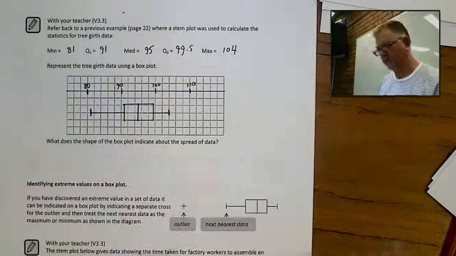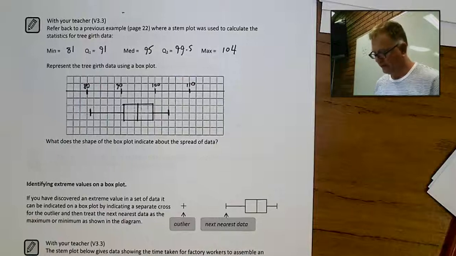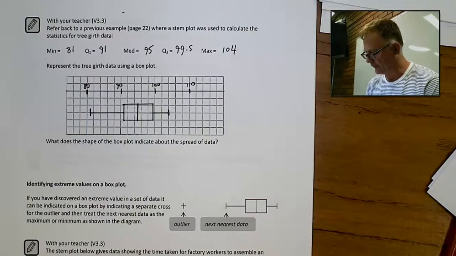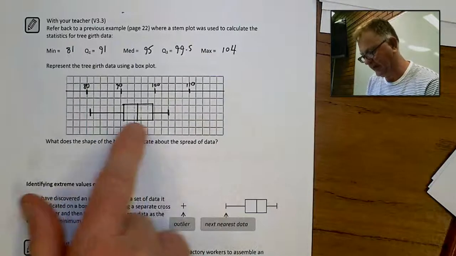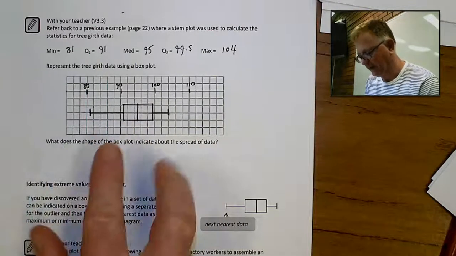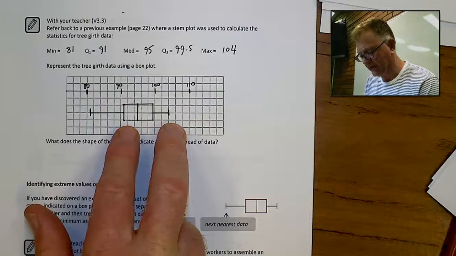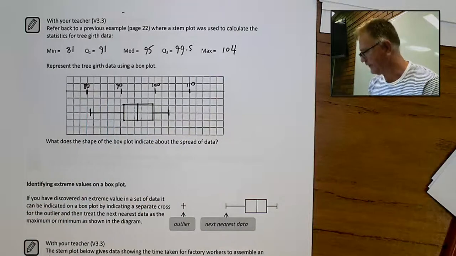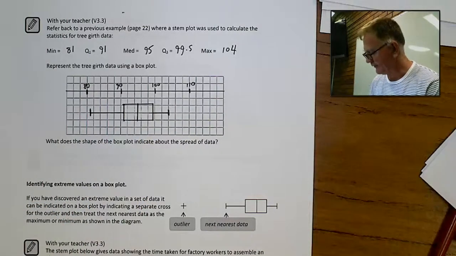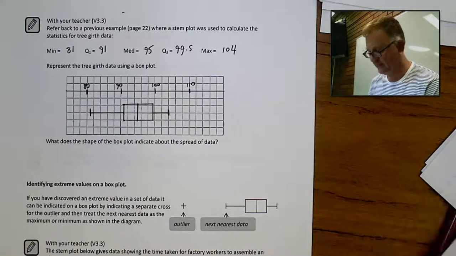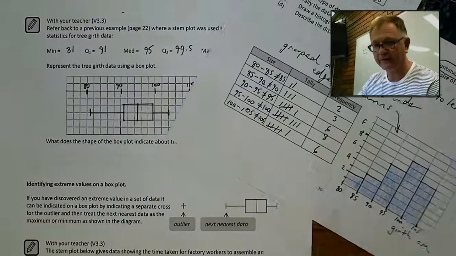That's a box plot. Now, it also says, what does the shape of the box plot indicate about the spread of the data? This data tends to be spread to this side, you can see, and sort of clustered around this side. I think we once did a graph of this, and this is the graph here that we did of that data. I wonder if you can see it there.